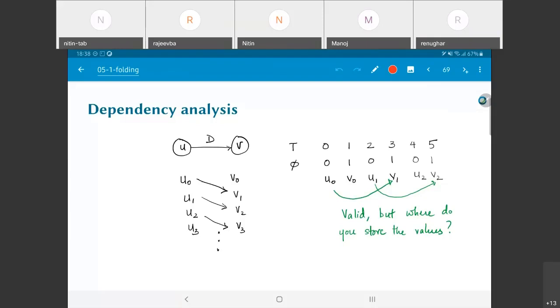On the other hand, the problem seems to be that U0 got computed very early, which means I now have the value of U0. I need to store it until V1 is ready to accept it and do something with it, because in the next clock cycle after U0, what is happening is V0, which doesn't need the value from U0. So in other words, I need some kind of a buffer, some place where I can keep the value of U0 until the corresponding next stage, which is using that value, is ready to consume it.